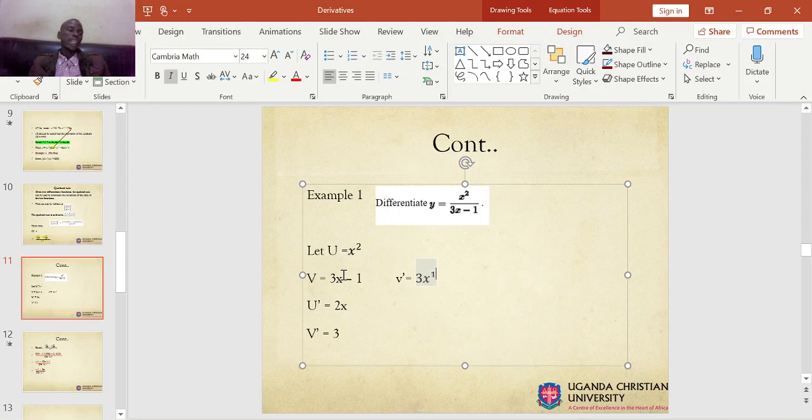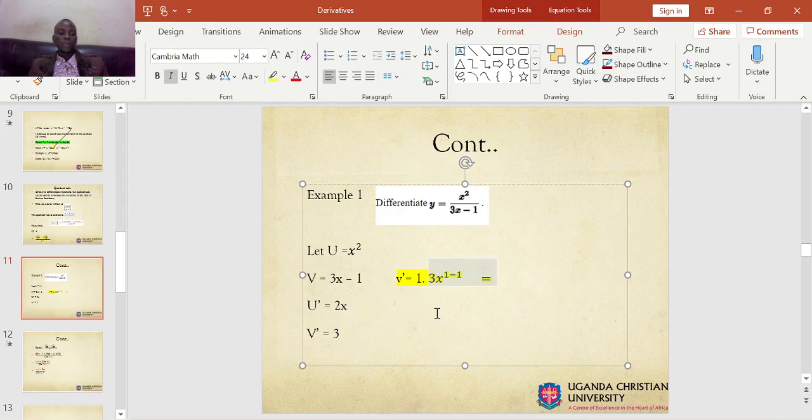There's a silent power here, which you may never be given, but you should know that if I'm having 3x, the x is to the power 1. So we said we multiply by the power. If you multiply by the power, then this will be 1 times 3x to the power 1 minus 1, according to the rule. You multiply by the power and subtract 1 from the power. Let me put this in yellow. I'm just reminding ourselves.